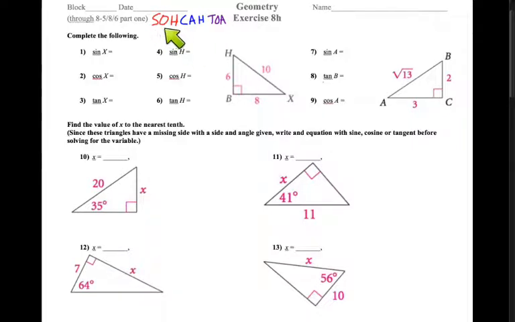SOH: sine equals opposite over hypotenuse. Cosine equals adjacent over hypotenuse. Tangent is opposite over adjacent.